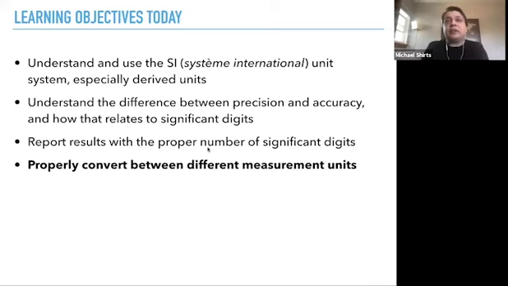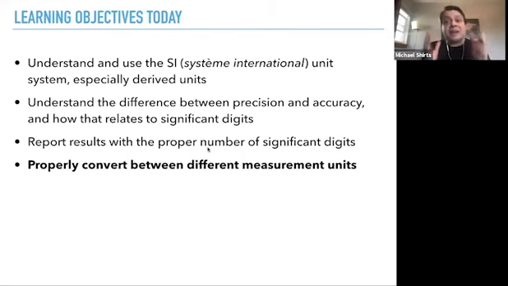And so the main learning objectives today are to understand and use SI units, the Système International, especially derived units, and understand the difference between precision and accuracy and how that relates to significant digits. We want to be able to report results with the proper number of significant digits and properly convert between different measurement units. These are two very important topics that people get hung up on a lot.